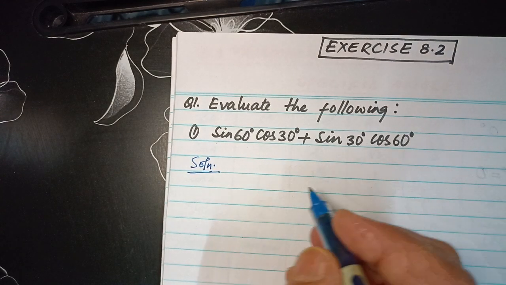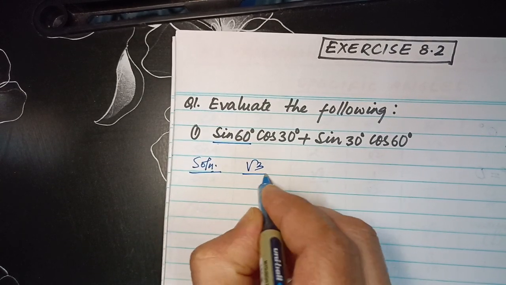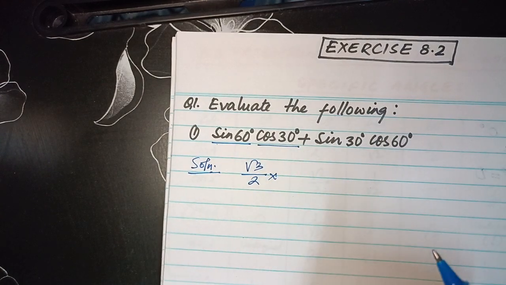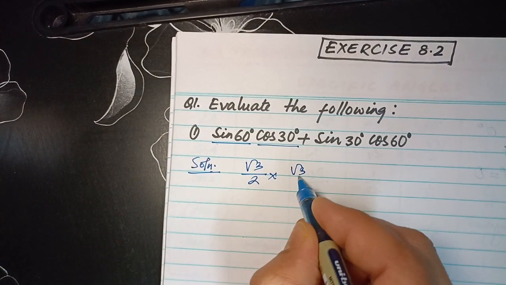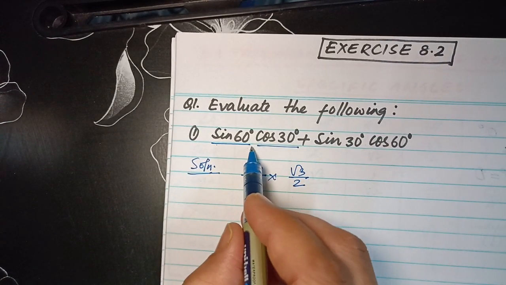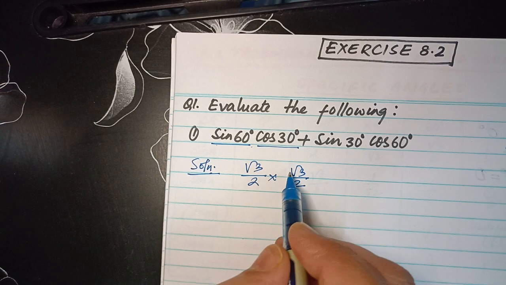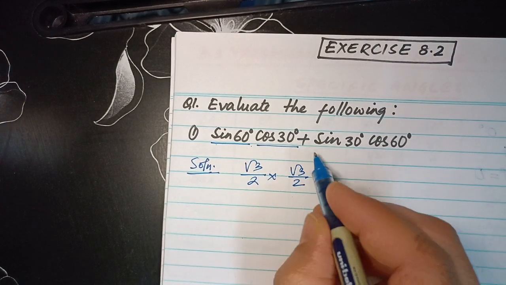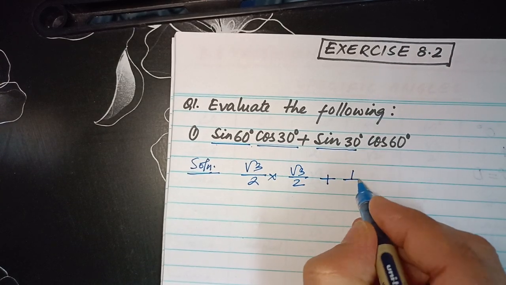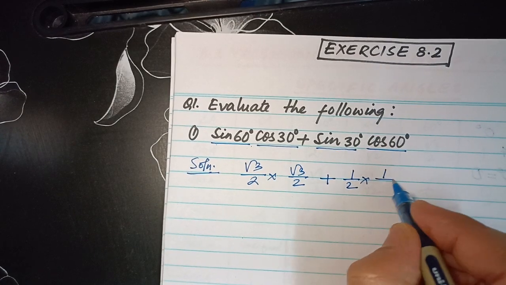You know the value of sine 60 is root 3 by 2 from the table, and the value of cos 30 is root 3 by 2. There is a multiplication sign between these two, so you have to multiply these two values, and you write this sign here, and the value of sine 30 is 1 by 2, and the value of cos 60 is also 1 by 2.